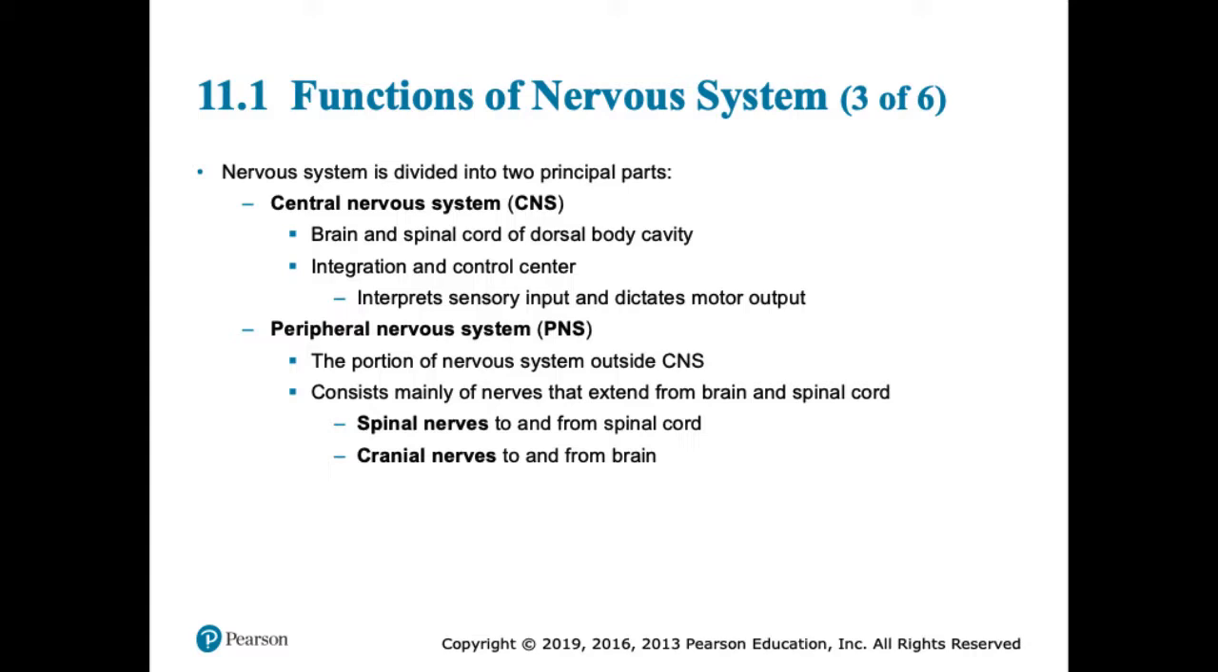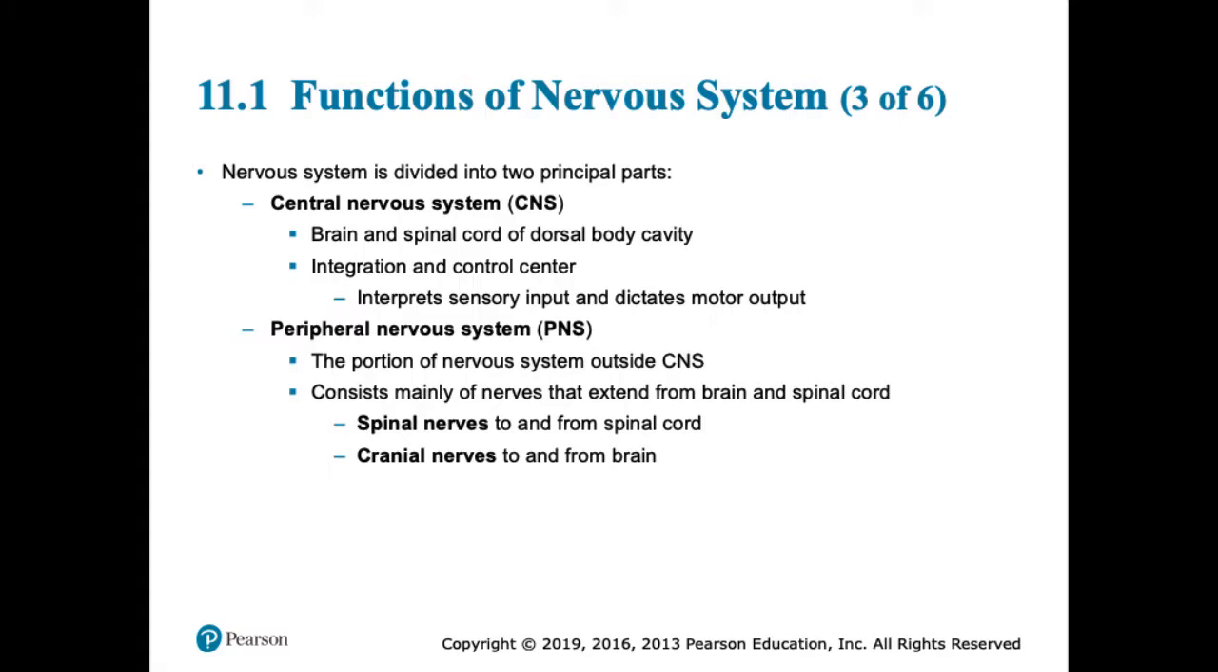So basically, the nervous system is divided into two principal parts, the central nervous system and the peripheral nervous system. The central nervous system, or the CNS, is the brain and the spinal cord of the dorsal body cavity. It's the integration and control center, so it interprets sensory input and dictates motor output.